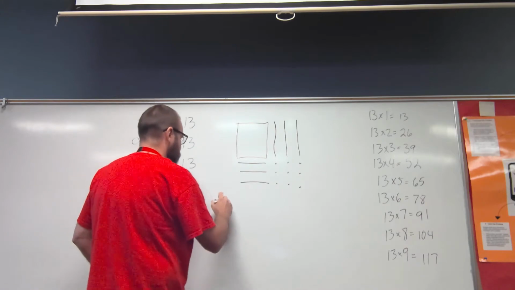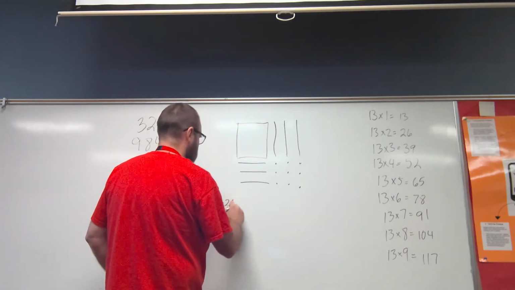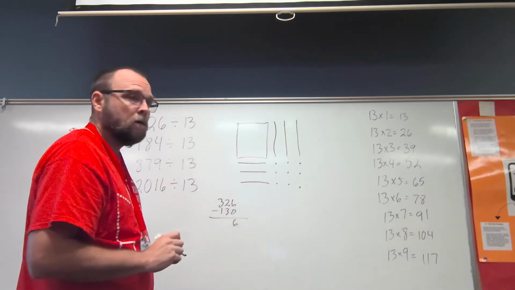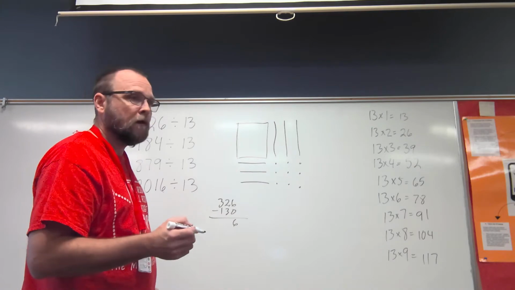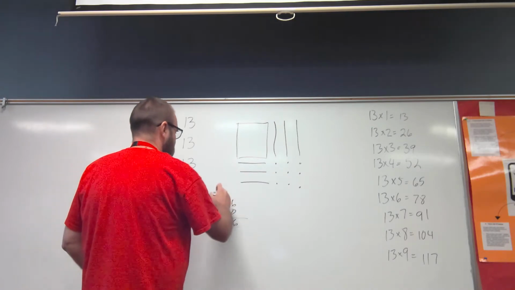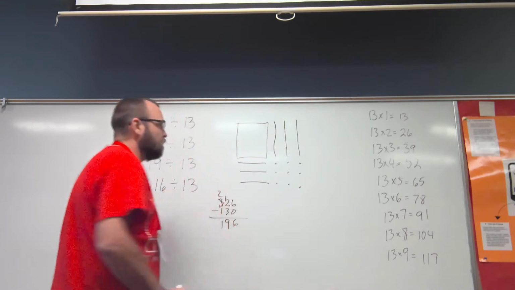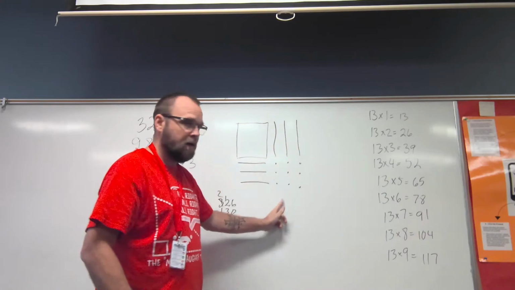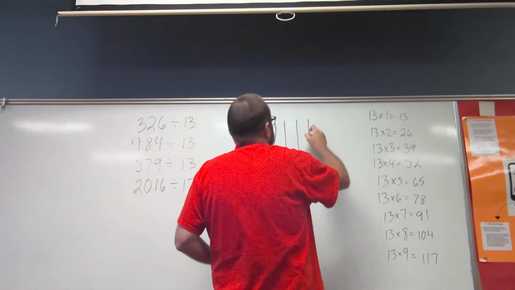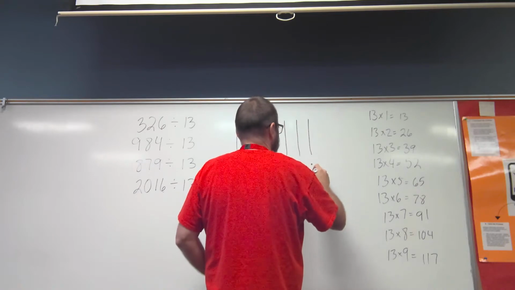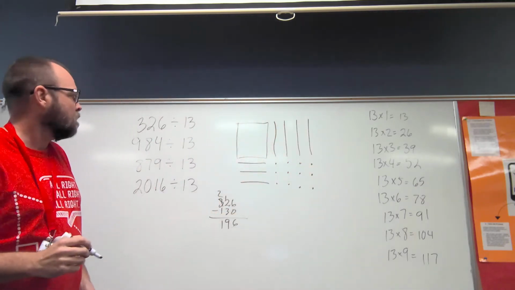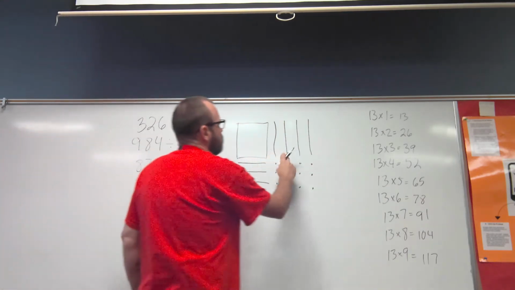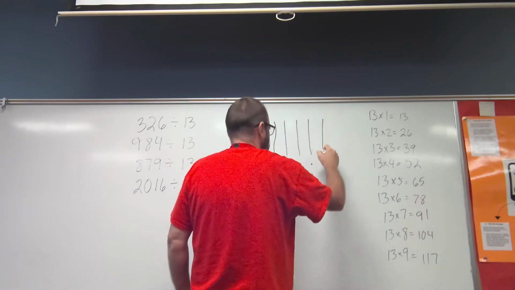Why 38 on the side? Well, I'm not done with the side yet. I got to figure out how many more I need. So I need 196 because that's what I have left. So I have 10, 20, 30, 49, 50, 51, 52. It's so confusing. 10, 20, 30, 40, 50.